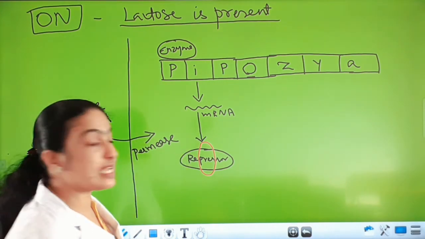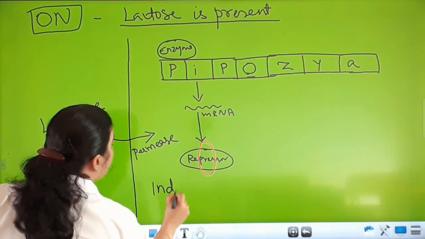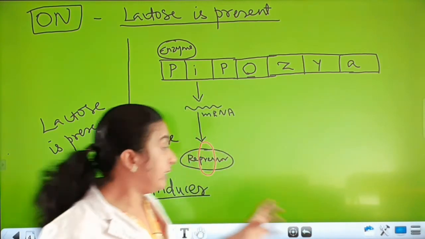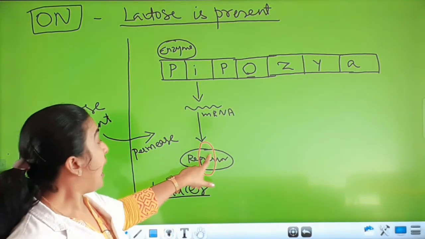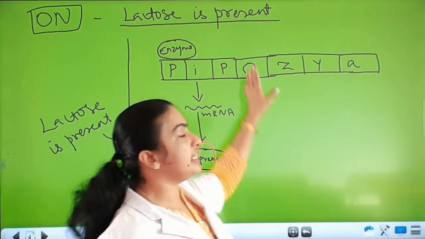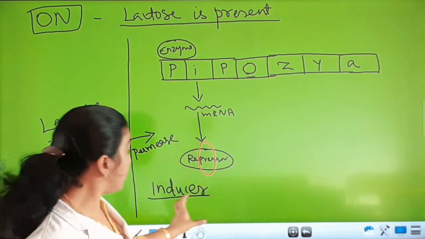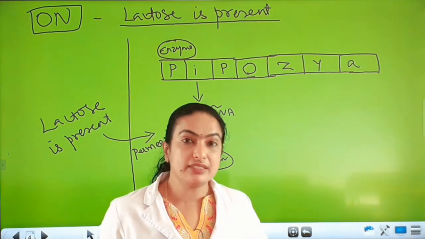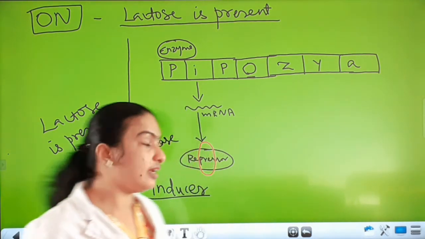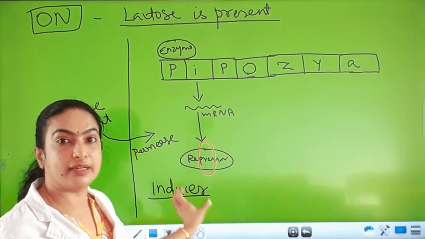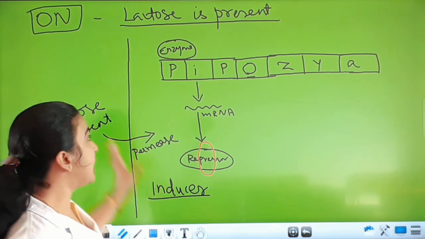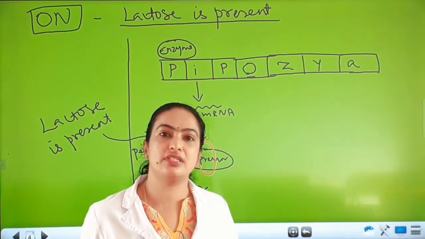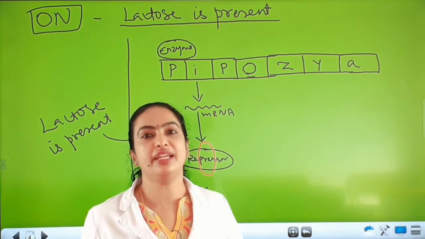Here the lactose acts as an inducer. So what is an inducer? An inducer is a chemical or substrate that can bind the repressor protein and prevent the repressor from binding the operator gene. Actually, this inducer is also a component of the Lac operon. Among the components of the Lac operon, we can say the inducer is also there. Here the inducer is lactose. So lactose acts as an inducer to bind the repressor and prevent the repressor from binding the operator.